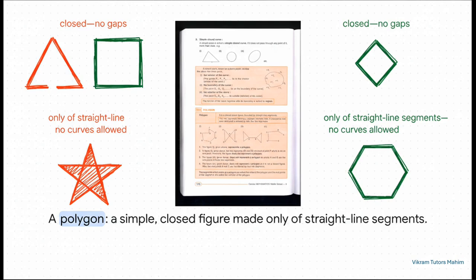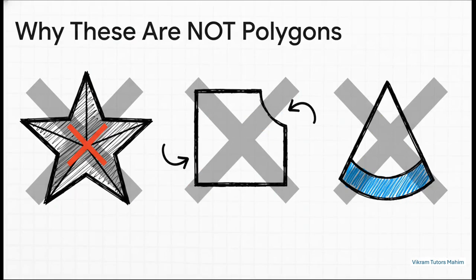And rule number three, it's got to be simple. And simple is a technical term here. It just means the sides can't cross over each other. And this is super important. You have to follow all three rules. Break just one, and you're not a polygon.